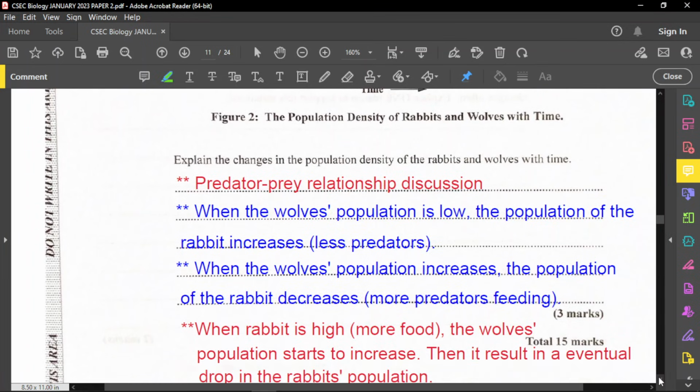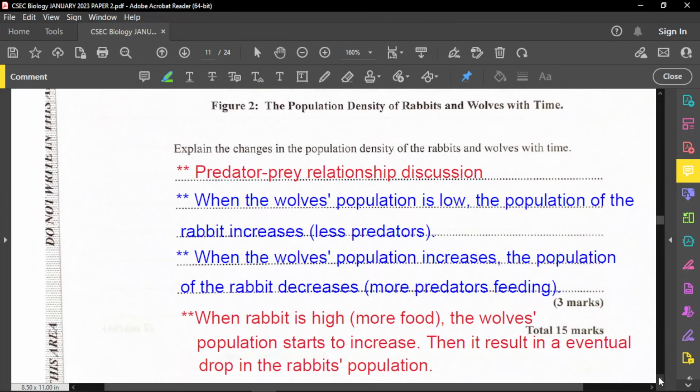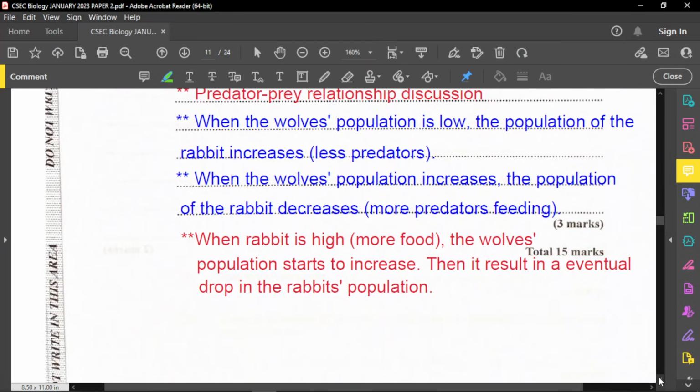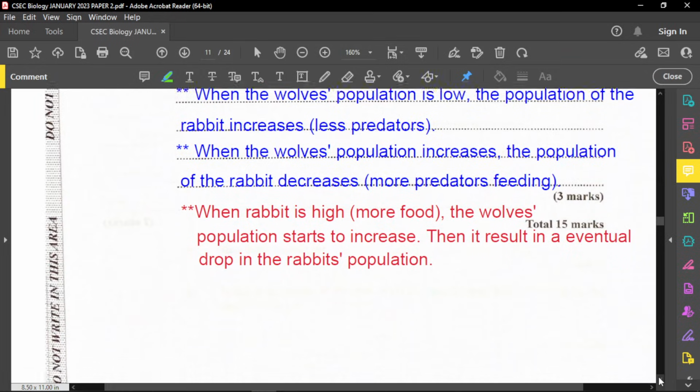And a point to note is that when the wolf population is low, the population of rabbits increases because they have fewer predators to feed on them. And so when the wolf population increases, the population of rabbits decreases, which means you have more predators feeding on the rabbits. And a point to note, this piece in red states that when rabbits are high, the wolves have more food, right? And so the wolf population will start to increase. Then, as a result of this increase, eventually the rabbit population will start to decline. All right. And once the population of rabbits starts declining, then the wolf population will also start to decline as well.